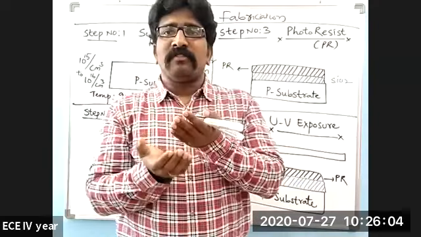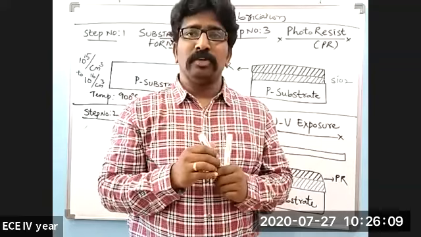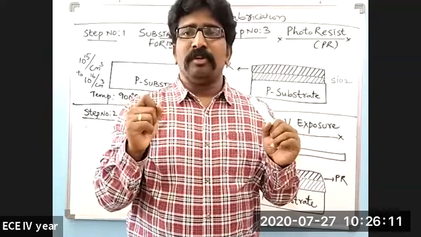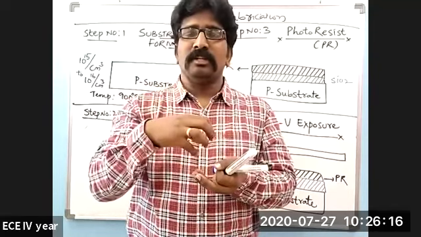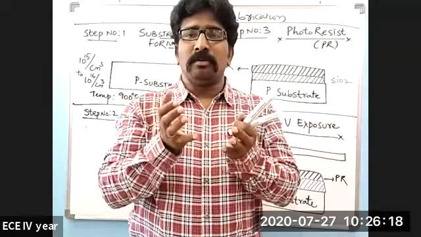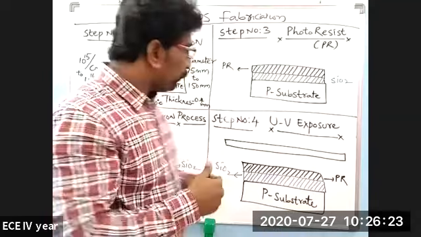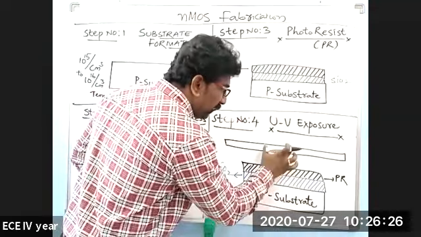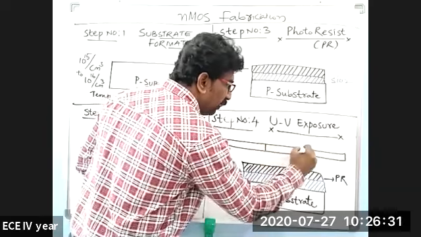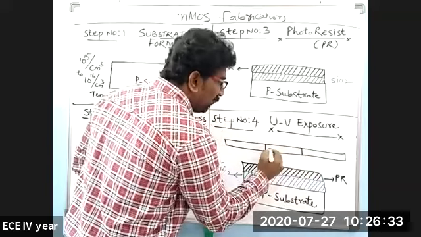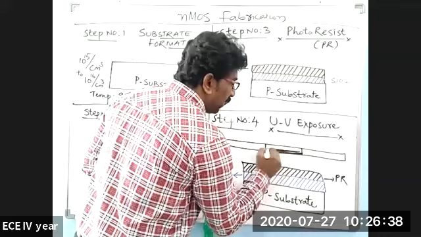If it is not affected, that area will be softer in nature, and the area which is affected by the UV exposure will be hard in nature. Whichever is softer in nature can be easily etched off in order to develop the three terminals, source, drain, and gate terminals. So if I want source and drain terminals to be developed over here, I'll make it a thick glass. I'll be using a thick mask.